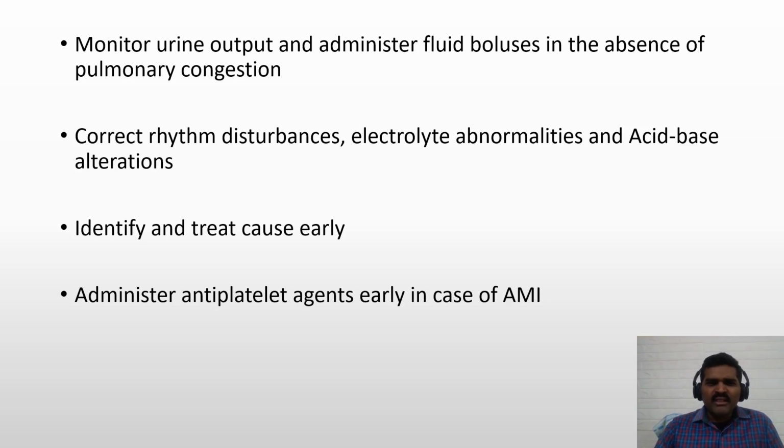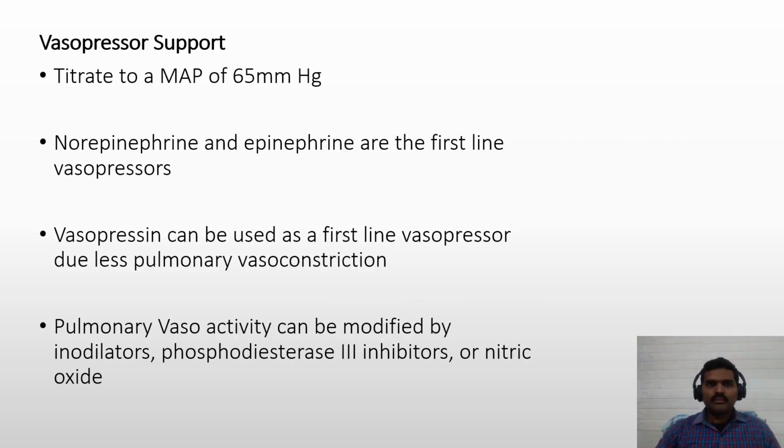Next comes the vasopressor support. Titrate to a mean arterial pressure of 65 millimeters of mercury. Norepinephrine and epinephrine are the first line vasopressors. Vasopressin can be used as a first line vasopressor if it is due to less pulmonary vasoconstriction. Pulmonary vasoactivity can be modified by inodilators like phosphodiesterase 3 inhibitors or nitric oxide.